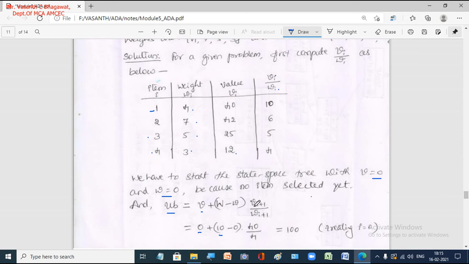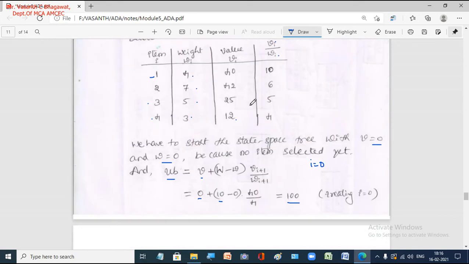0 plus 1 is 1. V of 1 divided by W of I is 0 initially, so 0 plus 1 is 1. So V of first item. What is the profit of the first item from this table? Profit of first item is 40 divided by weight of first item is 4. 40 by 4, that is nothing but 10 here. Either you can directly use 10 here or 40 divided by 4. When you calculate here, you are going to get upper bound as 100. So initially your upper bound is 100.